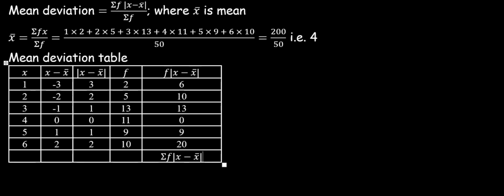Summing our f times absolute value of x minus x bar will give you 58. We're adding this last column. From our formula, mean deviation is equal to summation of f times the absolute value of x minus x bar, divided by summation of frequency, and that is 58 over 50, which is equal to 1.16.